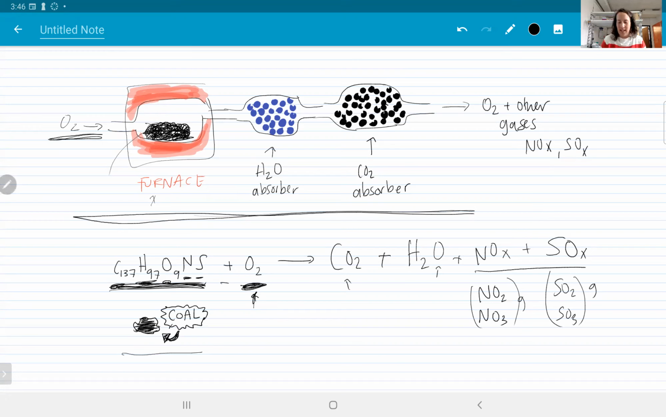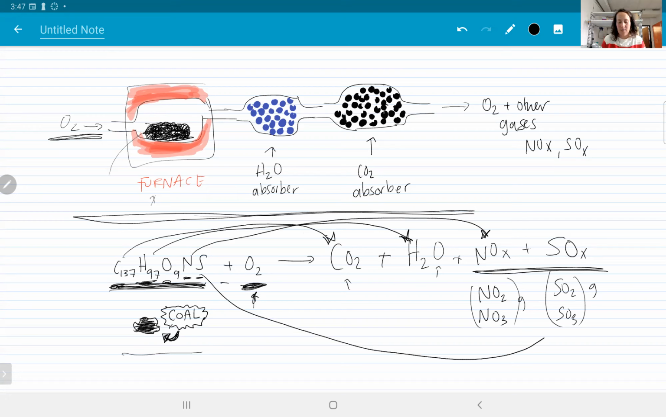So it's that NOx and SOx. Anytime you combust a carbon atom, it's going to form carbon dioxide. Anytime you combust a hydrogen atom, you're going to get a water molecule. If nitrogen's in the formula, you'll get NOx, and if sulfur's in the formula, you'll get these SOx compounds. That's pretty much where we're going with that.